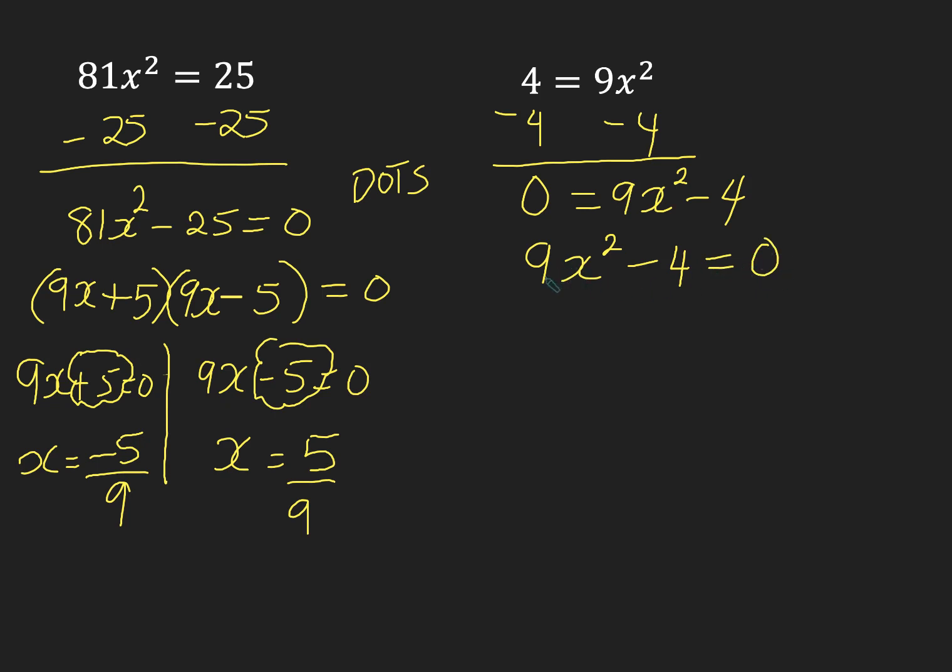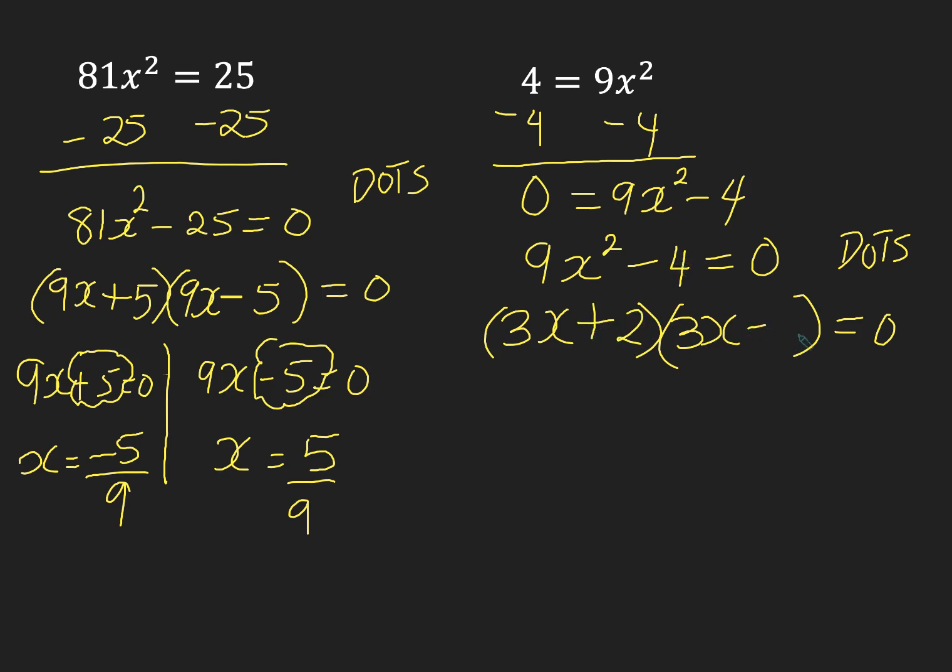And then again, 2 terms, but you only have one variable. Perfect, perfect, subtraction, perfect, DOTS. So let's open our parentheses. Don't forget to equal 0. To get 9, 3 times 3. x squared, x times x. You have a negative, plus and minus. How do you get 4? 2 times 2. And what do you end up with? 3x plus 2 equals 0. And 3x minus 2 equals 0.